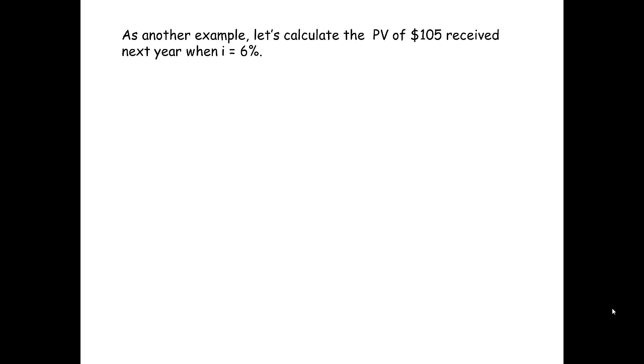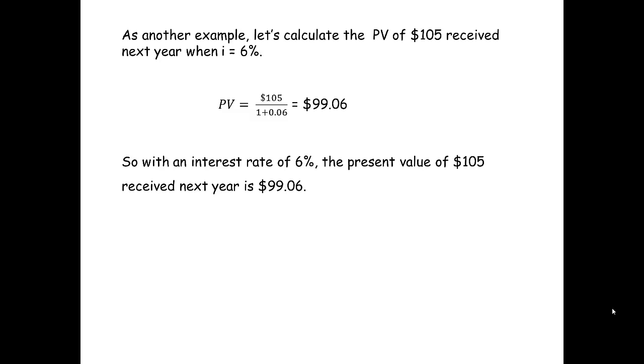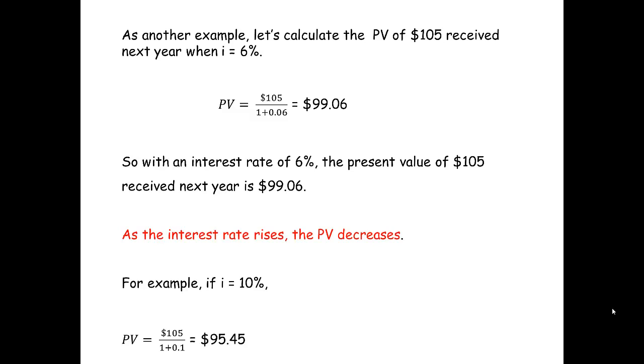As another example, let's calculate the present value of 105 received next year when the interest rate is instead 6%. In this case, the present value is $99.06. So with an interest rate of 6%, the present value of $105 received next year is $99.06. As the interest rate rises, the present value decreases. For example, if the interest rate is 10%, then we're dividing by 1 plus 0.1, we get a present value of $95.45, which is less than the present value when the interest rate was 6%.